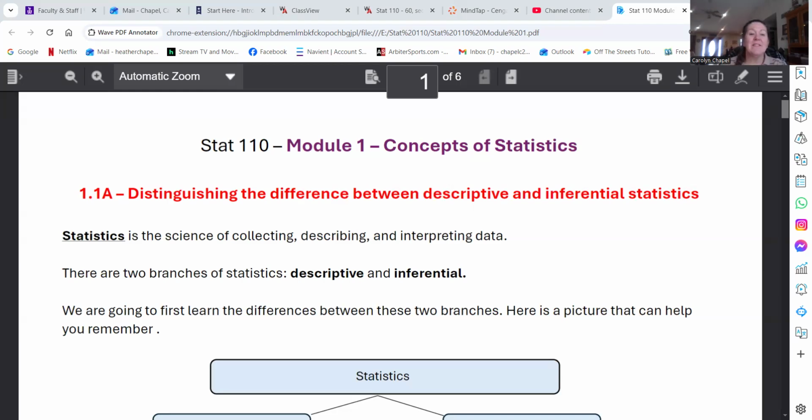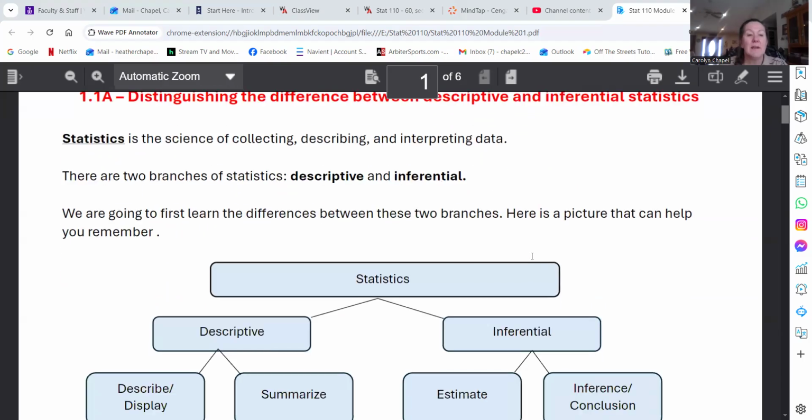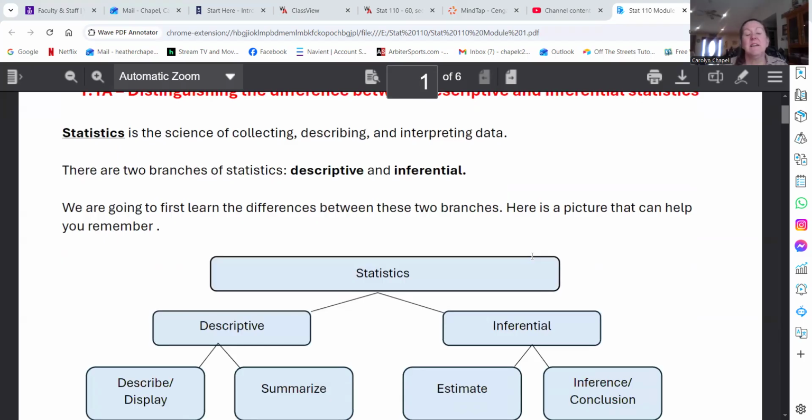First of all, we need to know what statistics really is. So the definition of statistics: it is the science of collecting, describing, and interpreting data. There's basically two branches, descriptive and inferential.